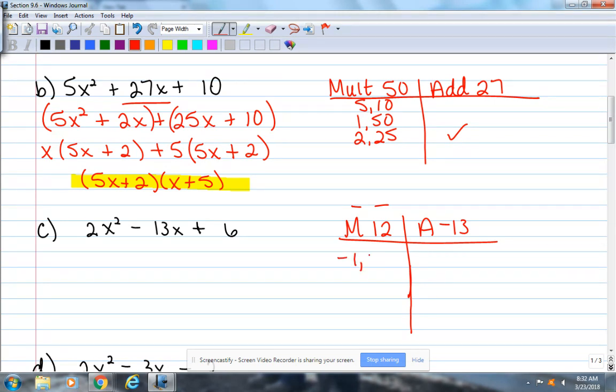And what are some factors that multiply to get 12? Negative 1, negative 12. Negative 2, negative 6. But we know we've got to add to be negative 13, right? Yeah. So the one that's going to work is what? All right. Now what do we do? Yeah. Give them both an x and put them in the middle, right? So 2x squared minus 1x minus 12x plus 6.